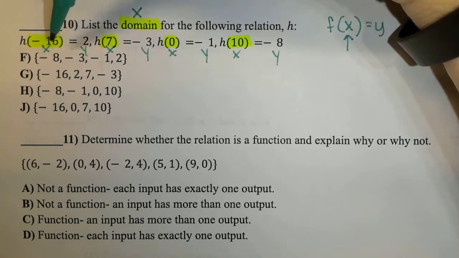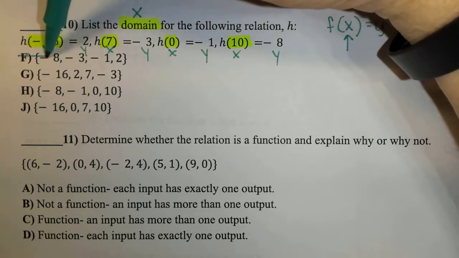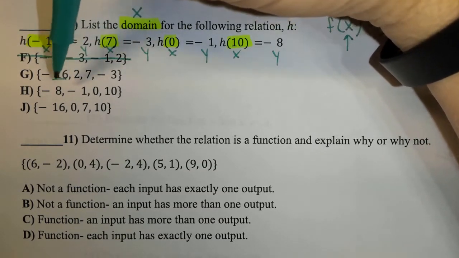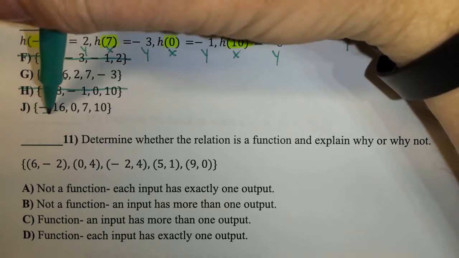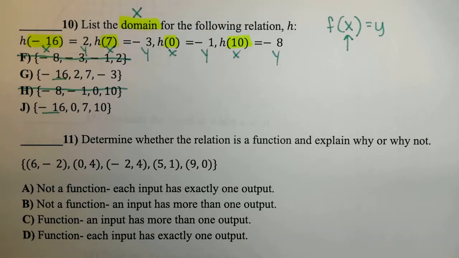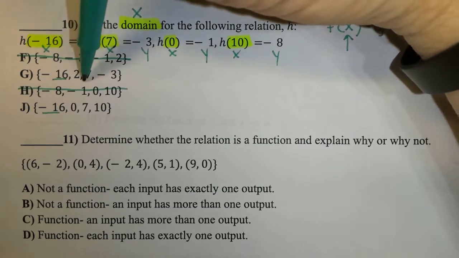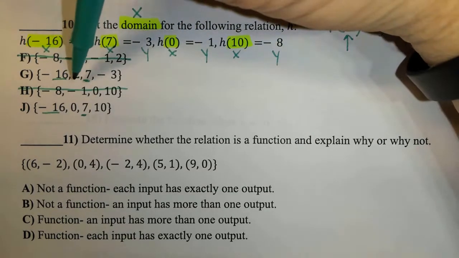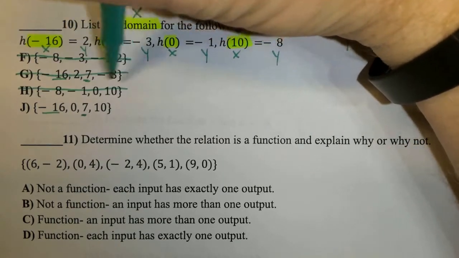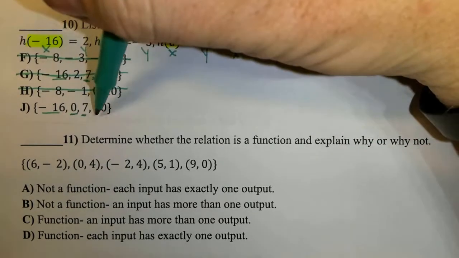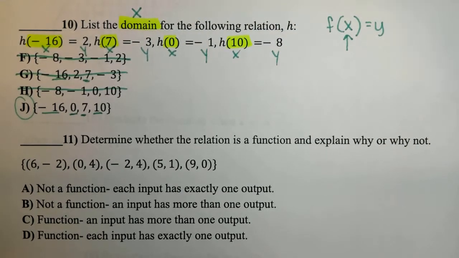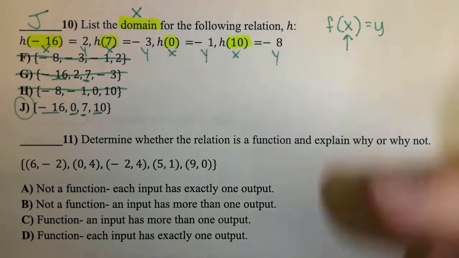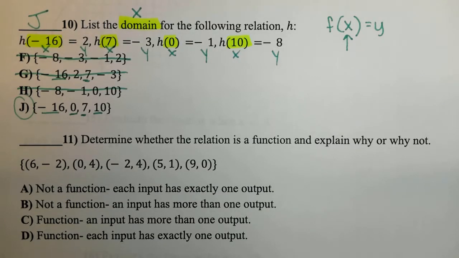So look, I want to look for negative 16. F does not have negative 16. G has negative 16. H does not, and J does. So far I'm down to 2 answers, and I've only looked at one number. My next one is 7. I have a 7, I have a 7. That didn't help. Now I have a 0. G does not have a 0, but look, J does, and then my last one's 10, which is right here. So that makes J my answer. Because all I wanted was domain, I did not want range.